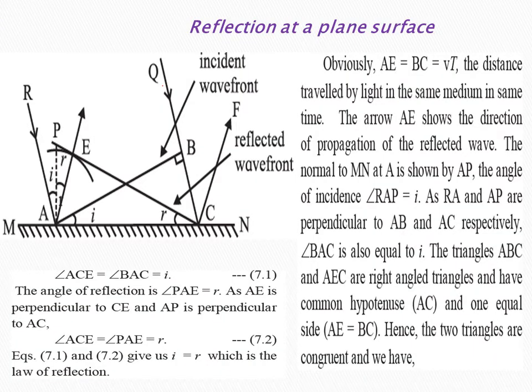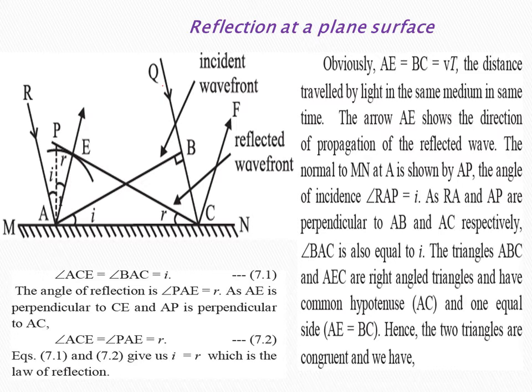Let us see reflection at a plane surface. Here we have to prove the law that angle of incidence is equal to angle of reflection by using this figure. Consider MN as the reflecting surface and AB as the incident wavefront. When the wavefront reaches A, the time is 0. At the same time, point B reaches C after time t. So the time taken by B to reach C is t.